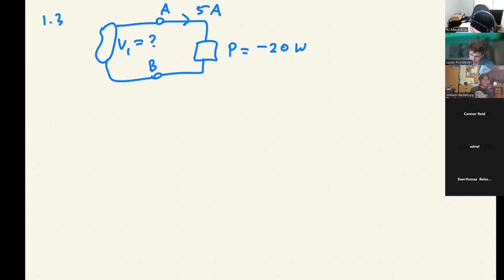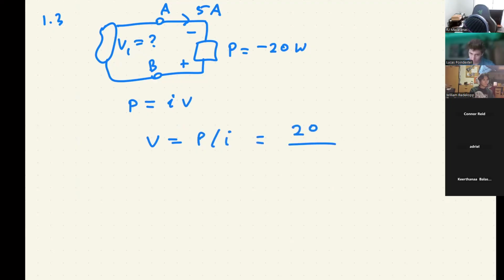If that's -20 watts, then I know that this current is entering the lower potential. So we know that much. We know that power is I times V, and we know that I is 5 amps, so we can solve for V. V is P divided by I, so this is 20 divided by 5. That gives us 4 volts.